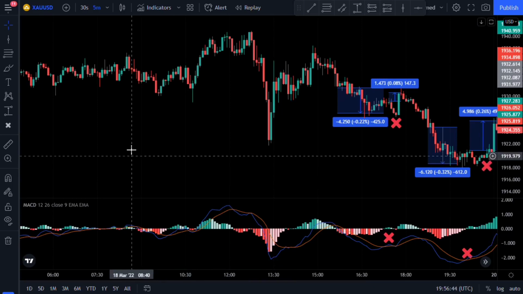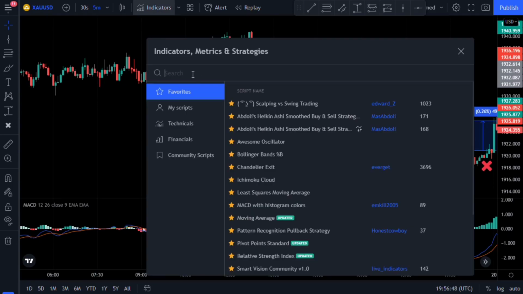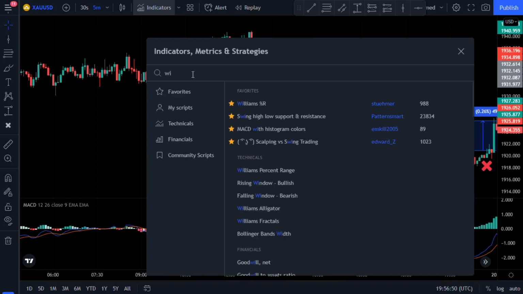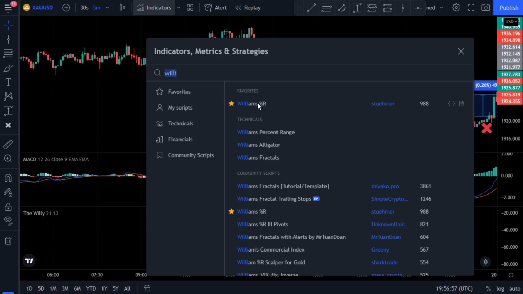Okay, let's add the popular Williams indicator to the chart. This indicator is the first MACD complement. Search for Williams in the indicators section. Add this Williams %R indicator to the chart.